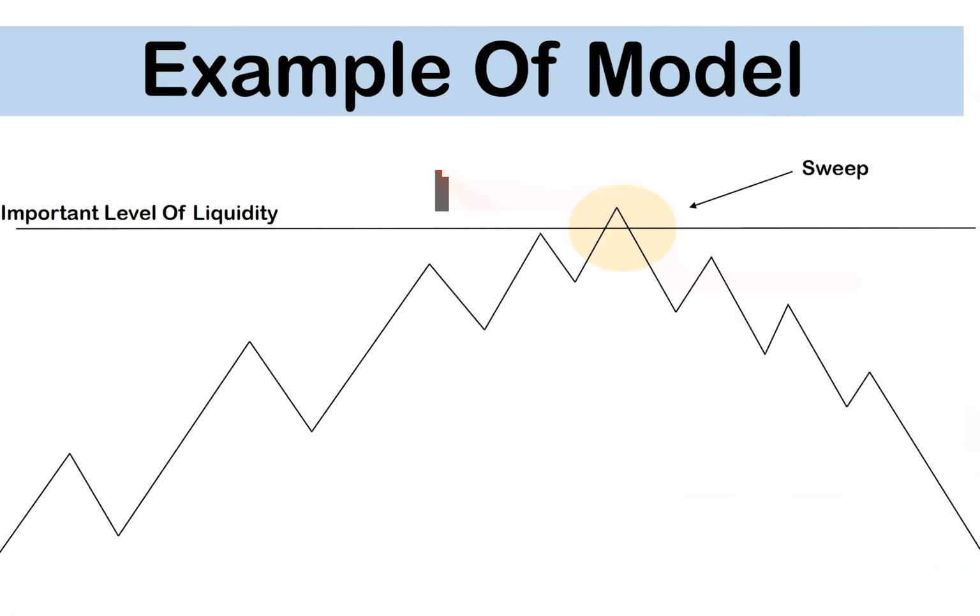Now, this is an example of the 1 minute model that we are talking about here. So we have our important level of liquidity. We have price moving up, moving up, moving up, sweep, change of character right here, or market structure shift, pull back into the fair value gap or order block, and then price moves down. This is the sell model. If it was a buy model, it would be the exact opposite. Simple, a very simple way of looking at the market.